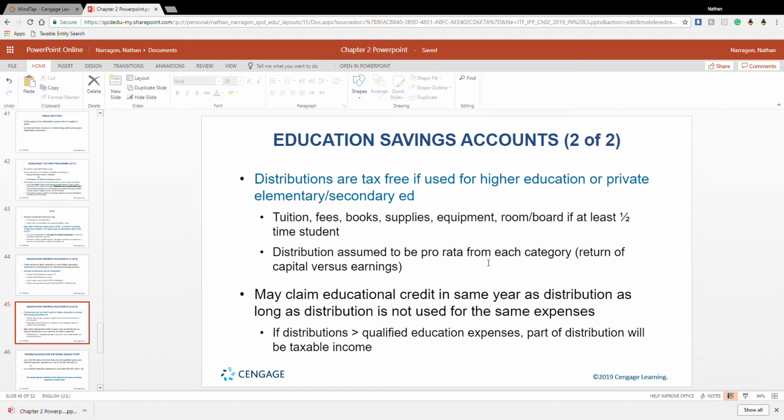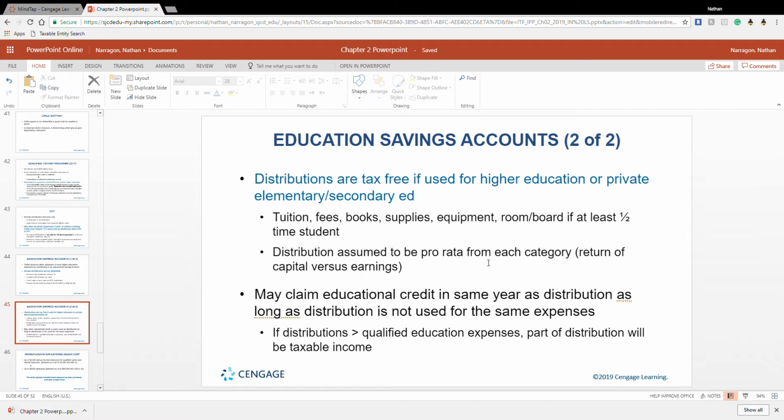So distributions are tax-free only if they're used for higher education or private elementary/secondary education. Again, tuition, fees, books, supplies, equipment, room and board if at least a half-time student. So these have to be half-time and you'll be good to go.